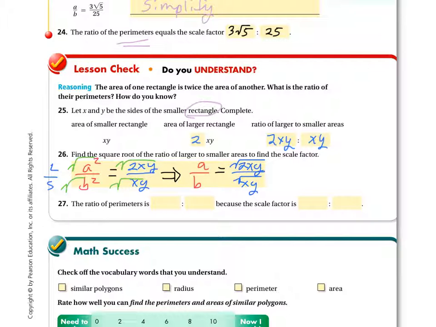But then what do you have to do? Is this rationalized? Did they rationalize above here? Right? So we're going to have to rationalize. So what do you multiply top and bottom by? The square root of xy. So square root of xy, square root of xy.